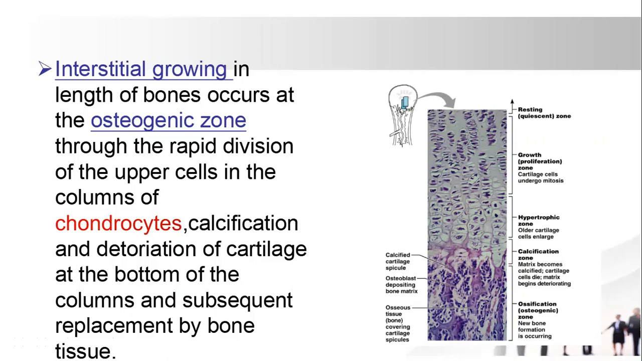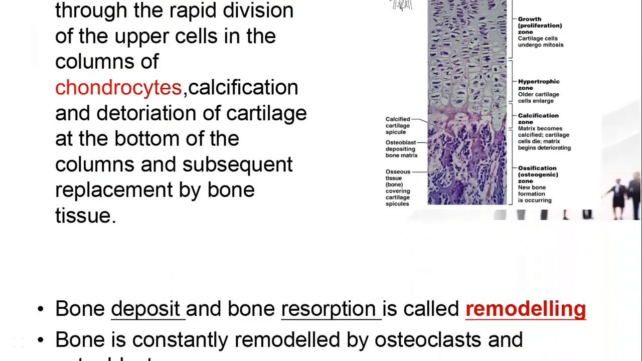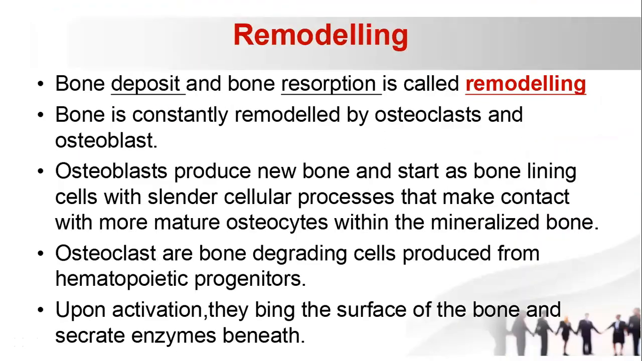It's a series of actions. This gets deteriorated, but the other one starts fixing. So bone deposit and bone resorption is called remodeling. This chapter will also be dealing with bone remodeling on this slide. Bone is constantly remodeled by osteoclasts and osteoblasts. We have osteoblasts and osteoclasts performing their functions here.